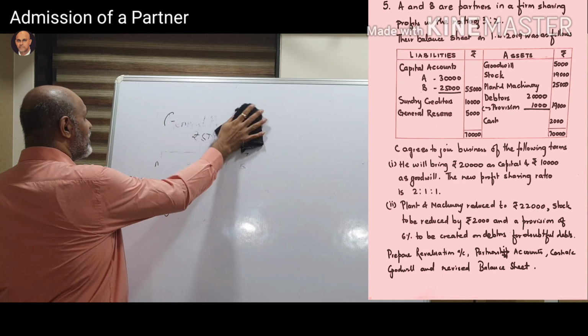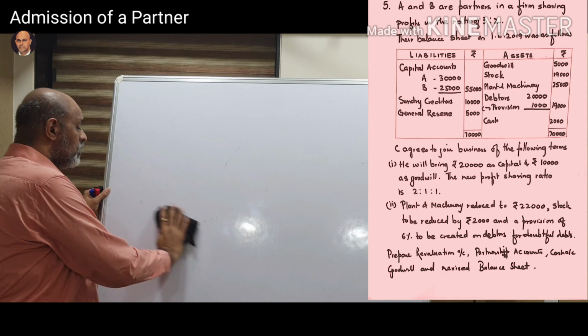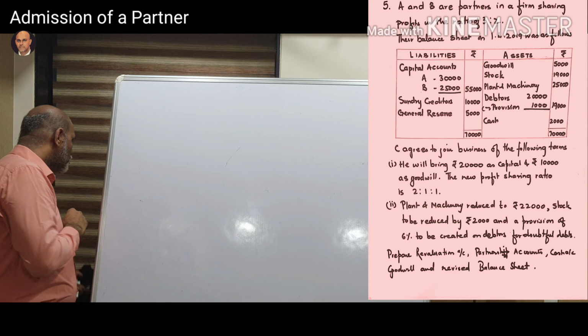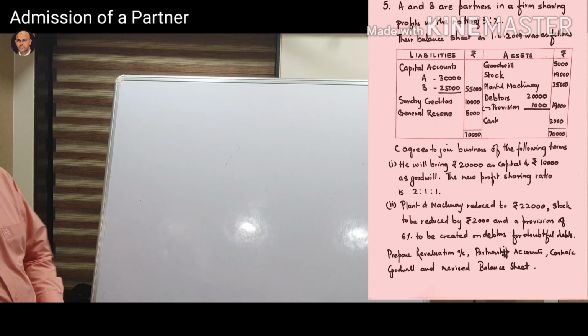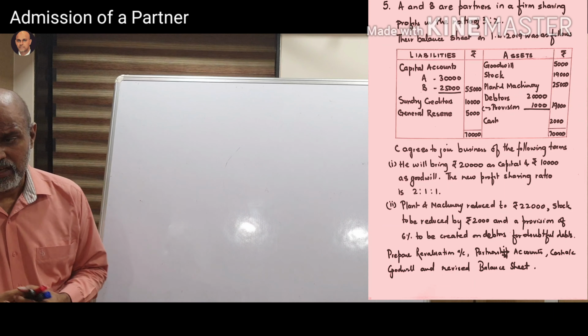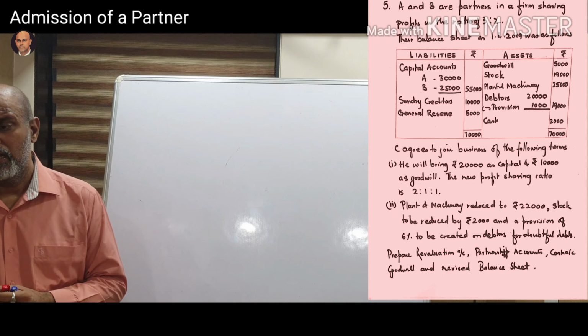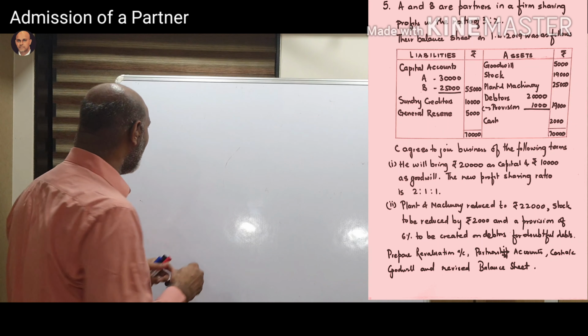That is your cash balance, your partner's capital account, and the transfer to the partner's capital general reserve. Okay, now let us take up the entries. C agrees to do the business on the following terms. He will bring 20,000 as capital.